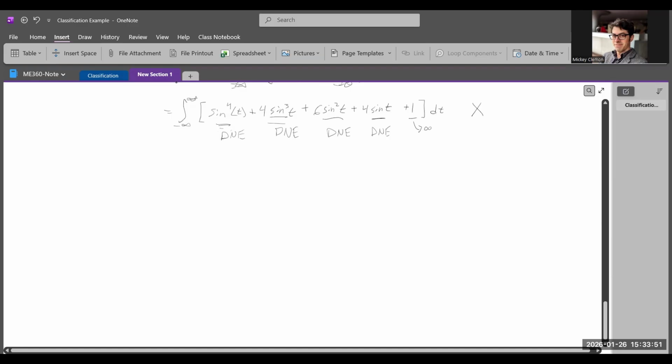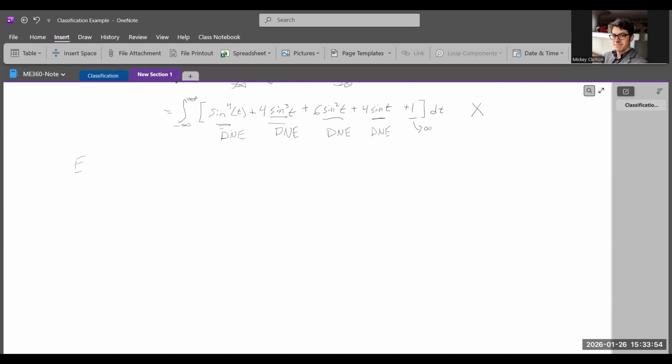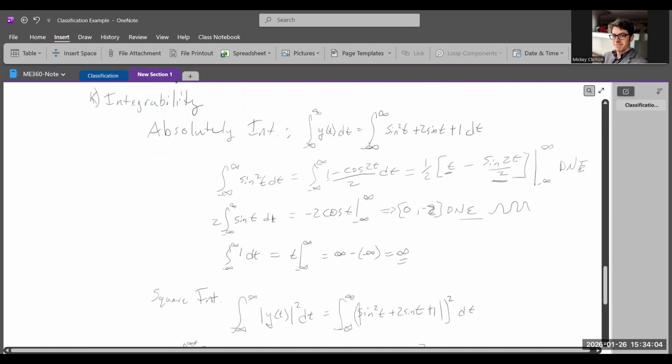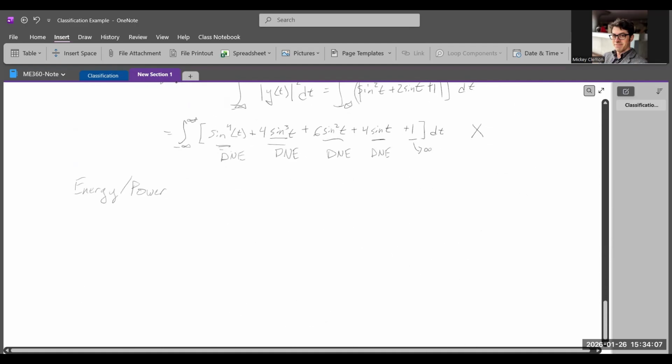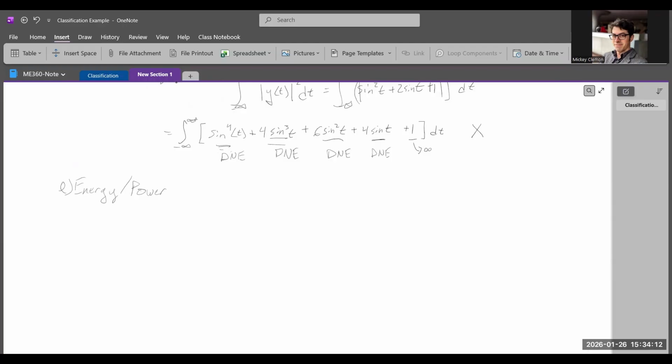All right, next we have, is it an energy type versus power, or it could be neither, right? So it doesn't have to be one of these, it could be neither. So K was integrability. L, there we go. So energy signals need to be square integrable. So we kind of already determined that this cannot be an energy signal from this result here. So we know it's not an energy signal.